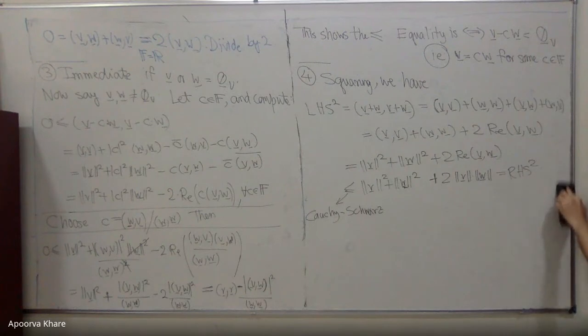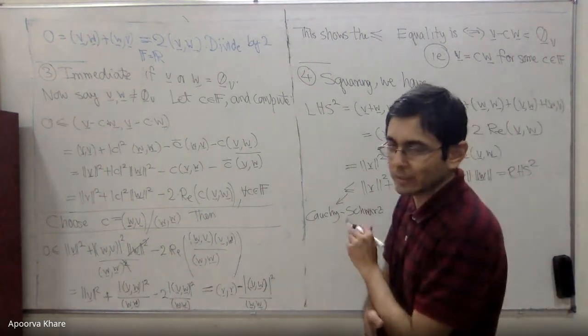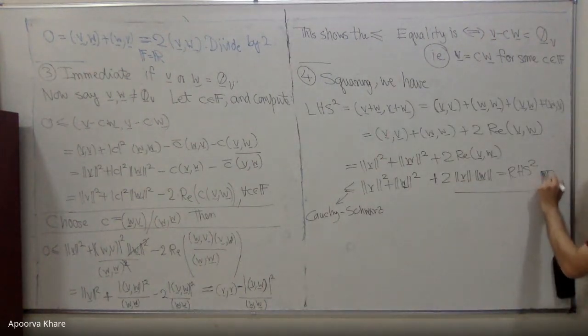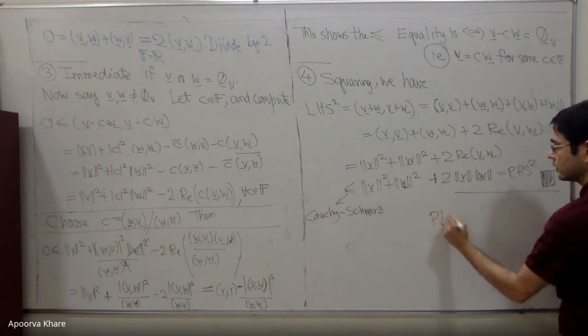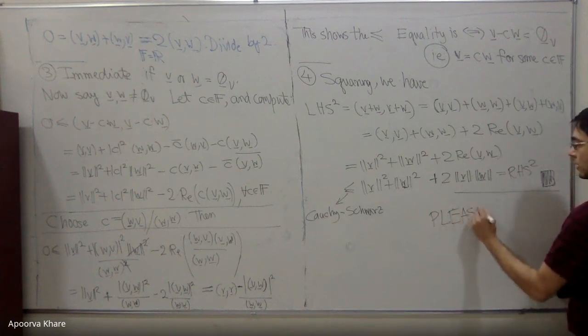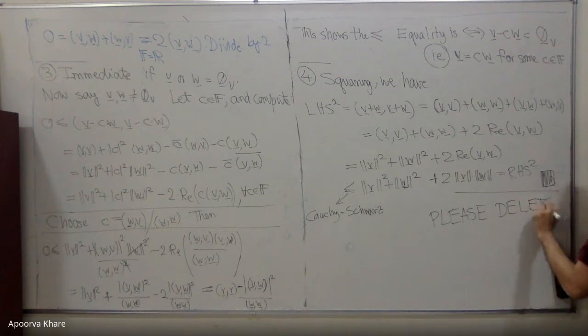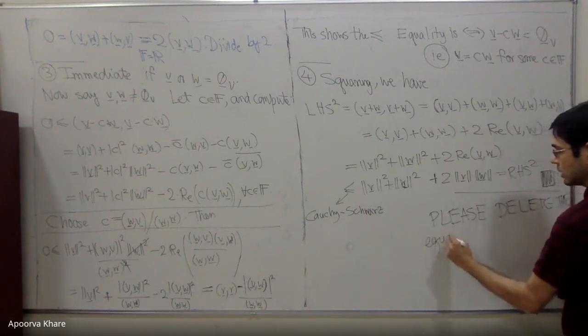Oh my god, yeah. So please, the statement of the triangle inequality should just be the inequality. That's the end of the theorem. And yes, please delete the equality part.